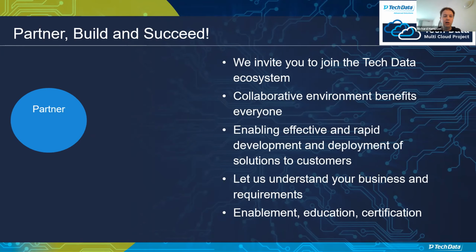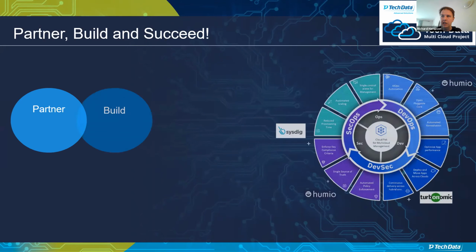The collaboration of benefits in the environment are huge. What we end up doing is creating these effective and rapid deployment of solutions to customers. So taking a partner solution and driving it to another partner's customers. Or we look at understanding specific partner business requirements and then drive capability and competency through enablement, education, certification, all the rest of it. The second part, which is really key, is the build, right?